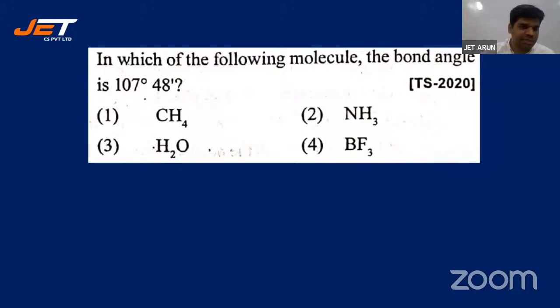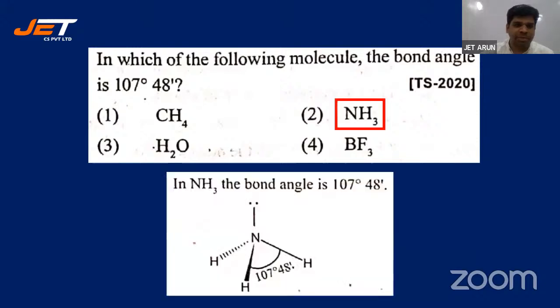Jyoti says BF3. Ashwardhan says 2. Okay, let's see the answer. It's NH3, ammonia. Here is a diagram for the ammonia molecule. The bond angle is 107 degrees 48 minutes. This is the bond angle.